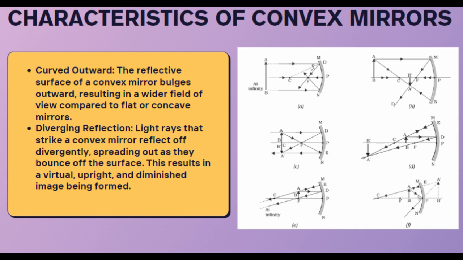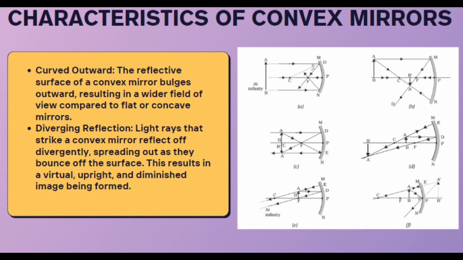The reflective surface bulges outward, creating a wider field of view compared to flat or concave mirrors. Diverging reflection: when parallel rays of light strike a convex mirror, they diverge or spread out upon reflection. The reflective surface causes light rays to diverge away from each other, resulting in a virtual image being formed behind the mirror.